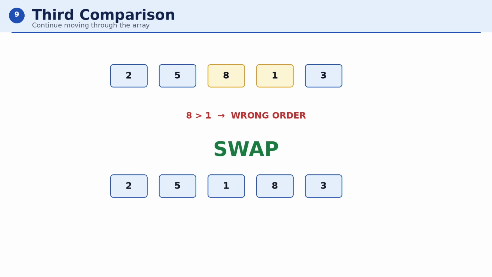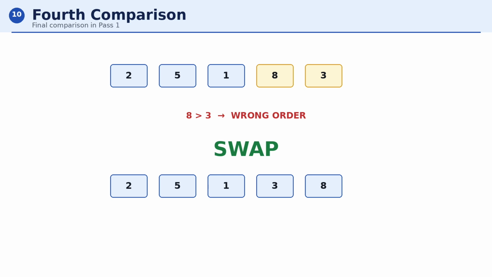Now we compare 8 and 1. Is 8 greater than 1? Yes. So they are in the wrong order. We swap them. The array becomes 2, 5, 1, 8, 3. Again, notice that we are only changing these two neighboring elements. Now we move to the final pair in this pass. Now our final comparison for this pass is 8 and 3. 8 is greater than 3, so we swap them. Our array becomes 2, 5, 1, 3, 8. And now something very interesting has happened. Look at the last element. We have 8. It's the largest element in the array. And after moving through the array, the largest element has reached the end.